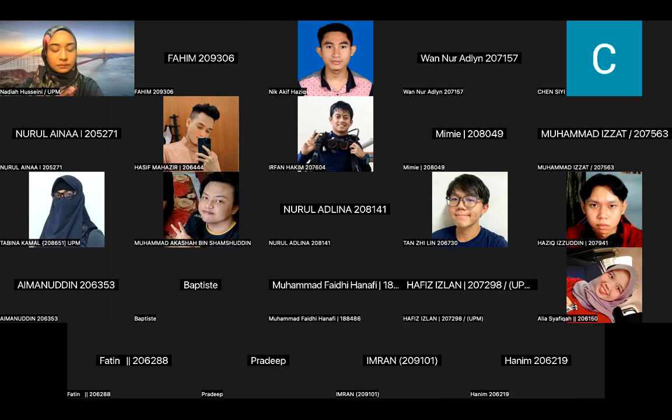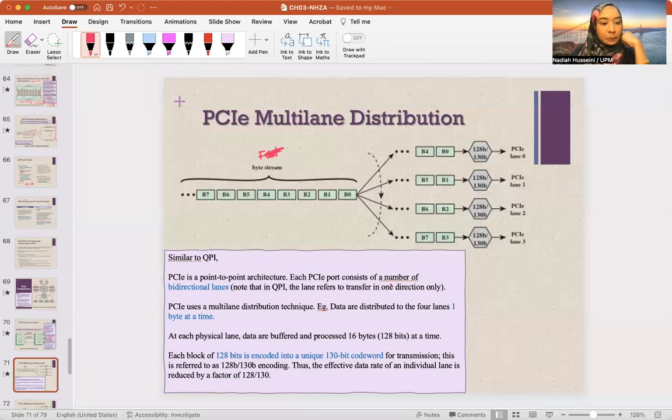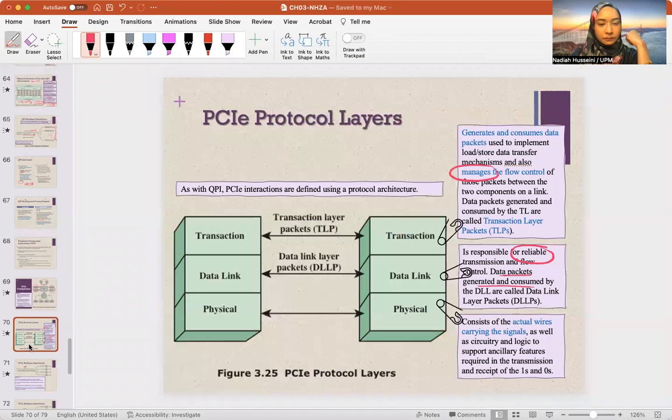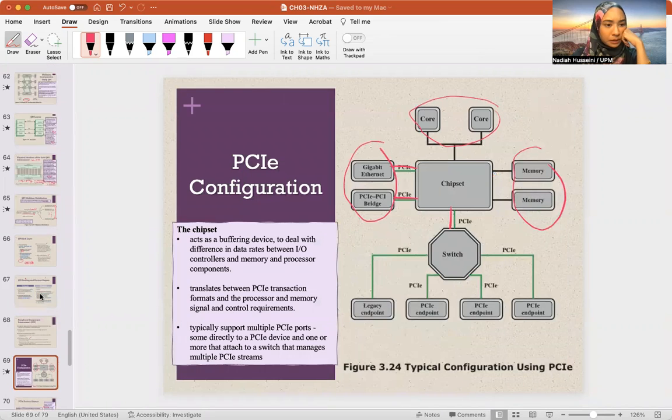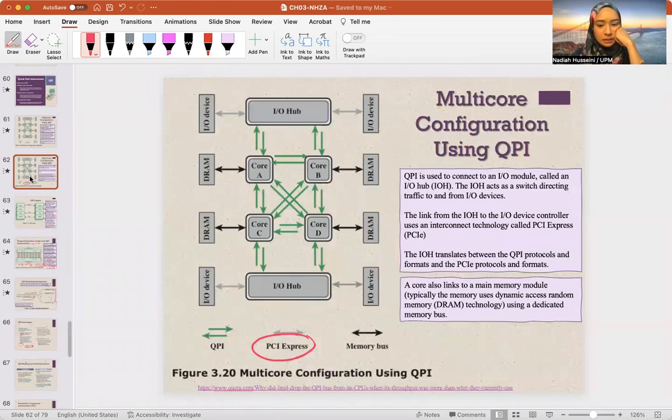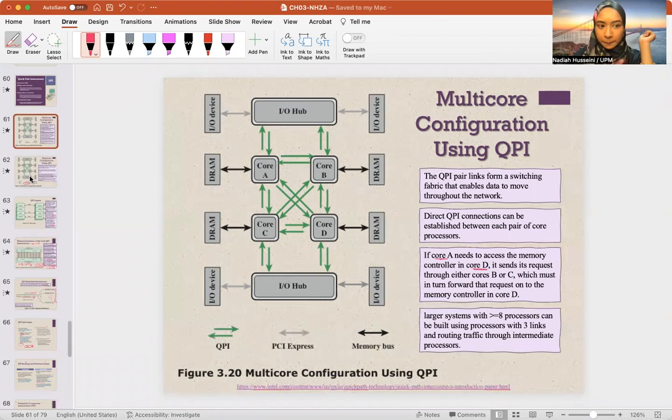Dr., can I see the previous slide before? There's a note I missed. Oh, okay, sure. It's about multi-core configuration using QPI. I think the first one. This one? Yeah, there you go. Thank you.